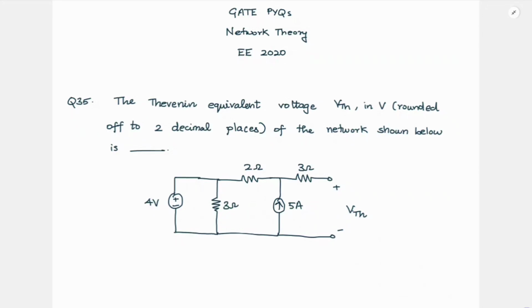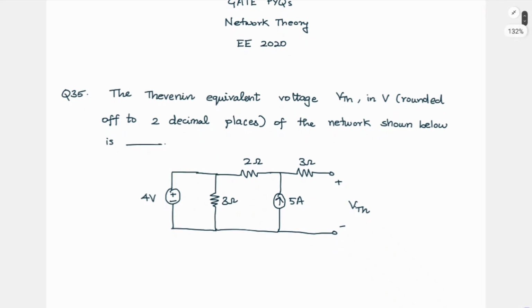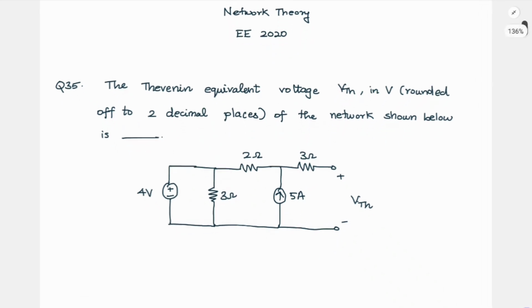Hello guys, welcome back. So here we have another question from GATE 2020 and this is another question on finding the Thevenin equivalent voltage. So we need to find VTH of the network shown below.